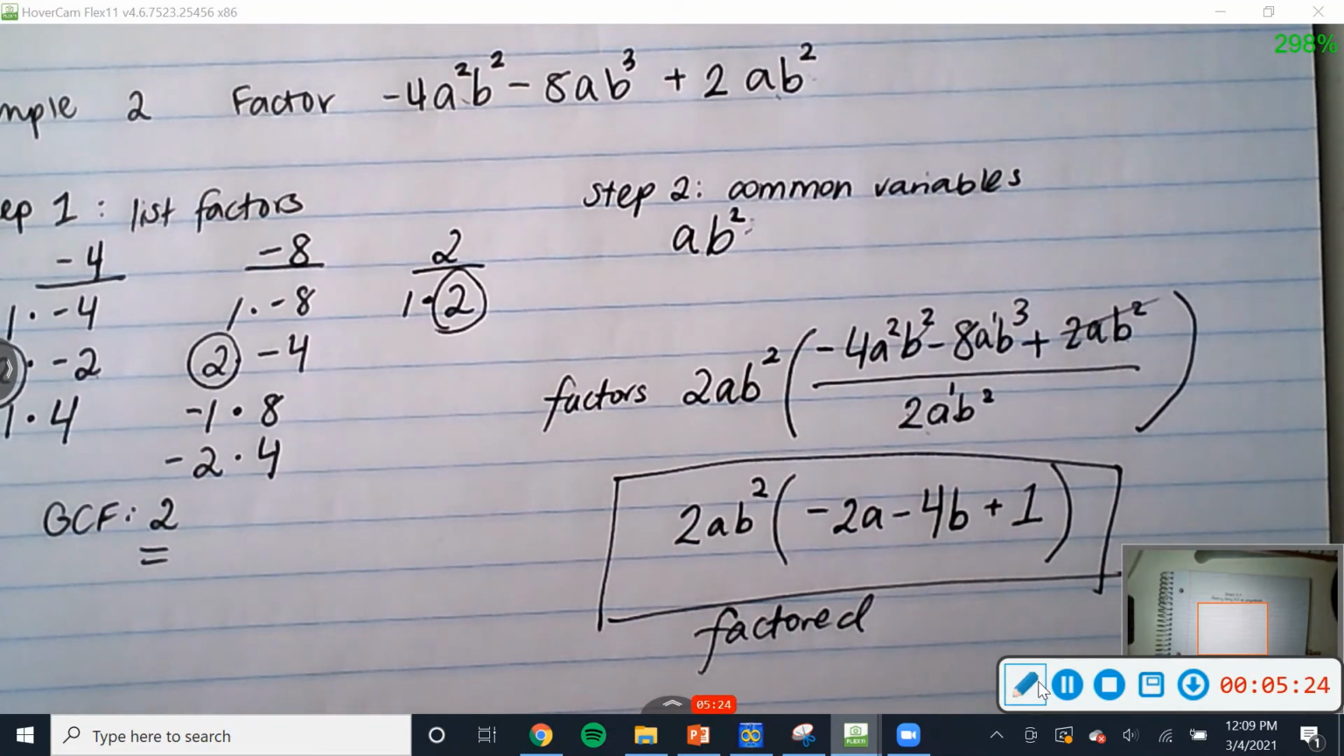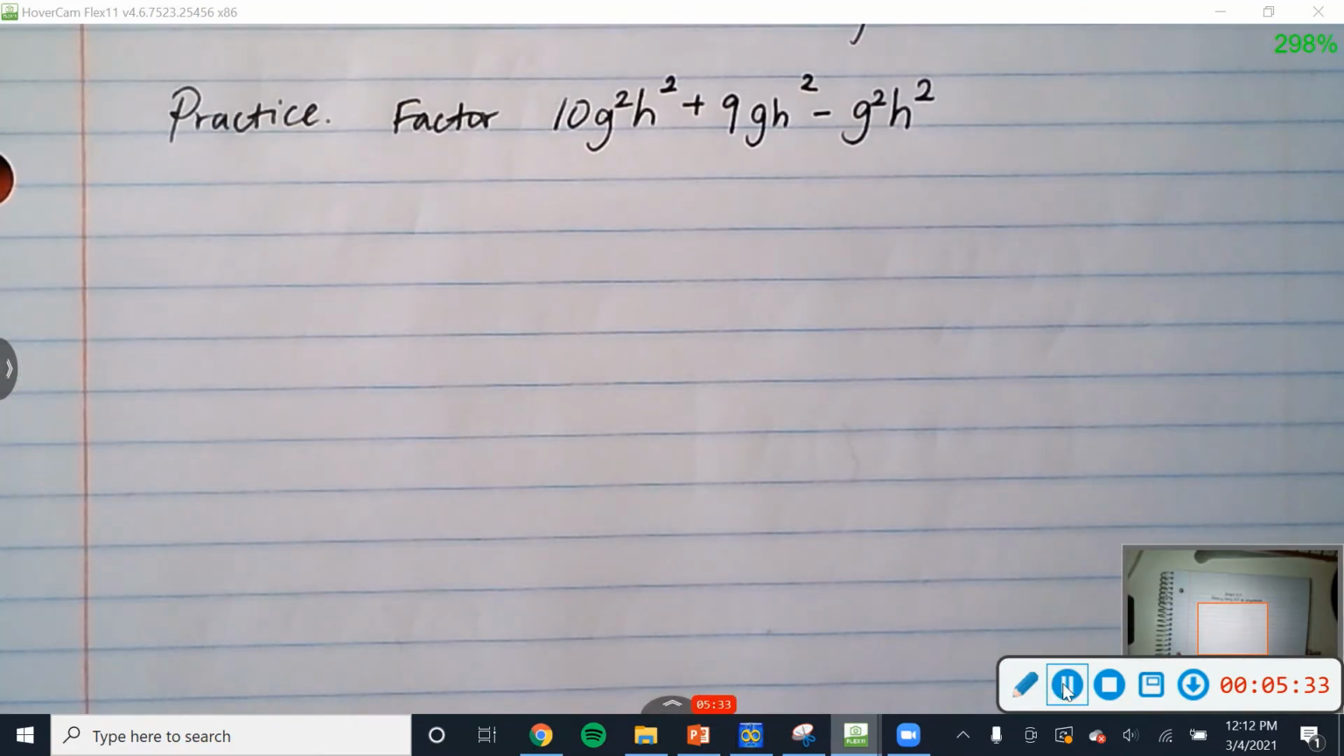Okay, so let's try one more practice. I want you to do the next one on your own and try to solve it entirely. Here is our practice problem. Try to pause and factor this on your own first and then come back and watch the answer.